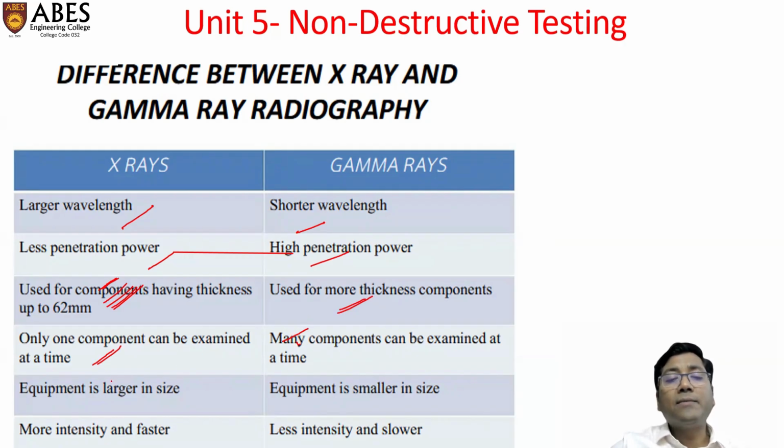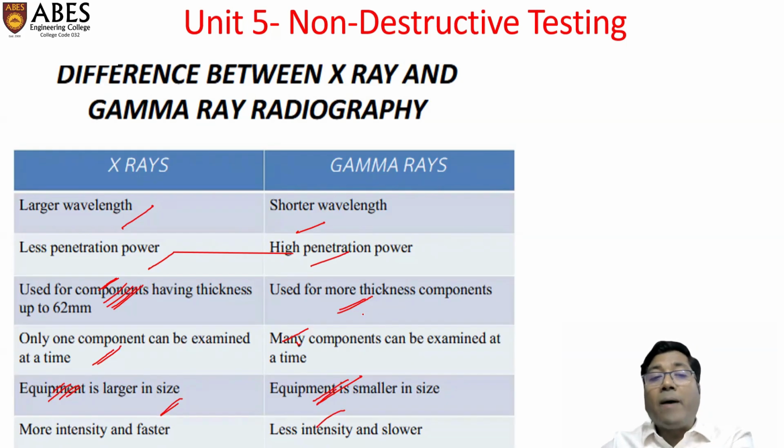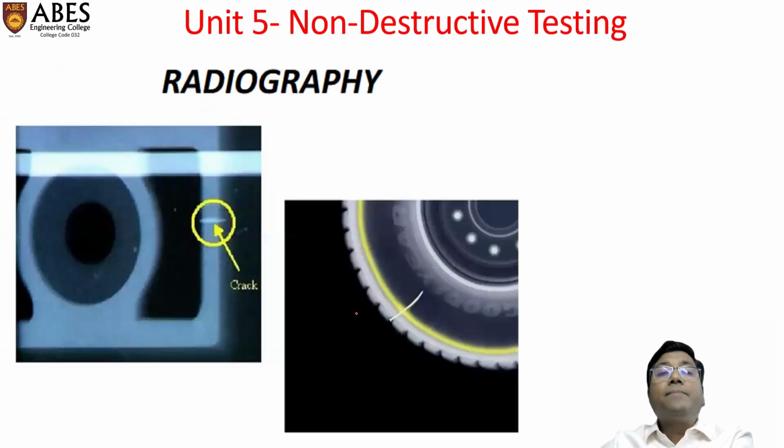Equipment is larger in size. Here the X-ray equipment is larger, and gamma ray equipment is very portable and smaller in size. X-ray has more intensity and a faster application and faster process. Gamma ray radiography is less intensity and slower. This is the comparison between X-rays and gamma rays. Here we can see that if a crack is present in the body of a wheel, it can be detected as a crack here in the radiographic film.